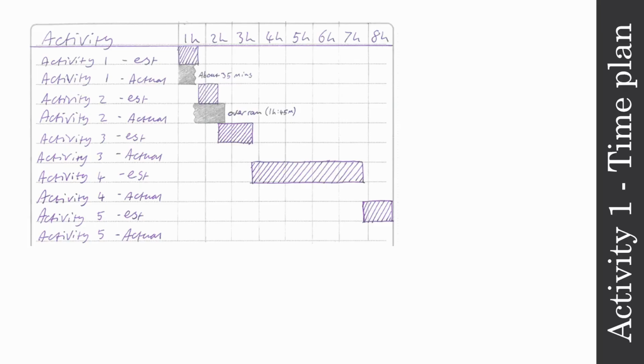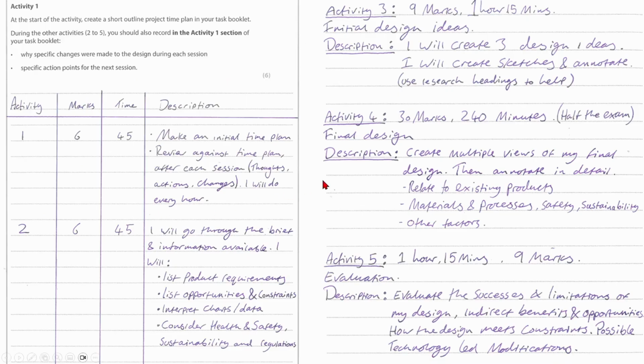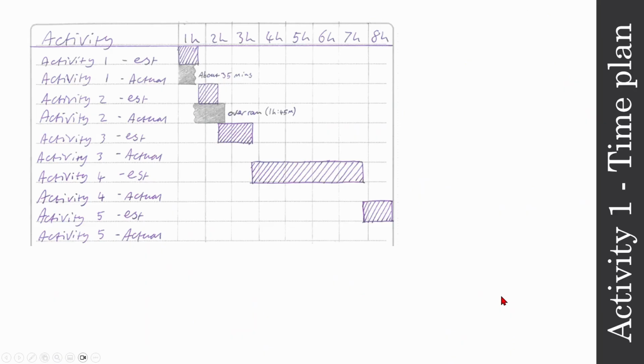Now, I would say, looking at how much writing I've done here for my initial time plan, if I'd done this much and produced a Gantt chart like that, I think I would probably be getting to the point where I'm 45 minutes in. I would be needing to think about moving on at this point.